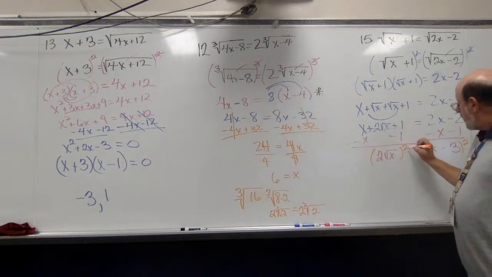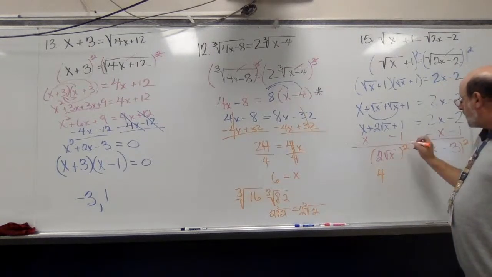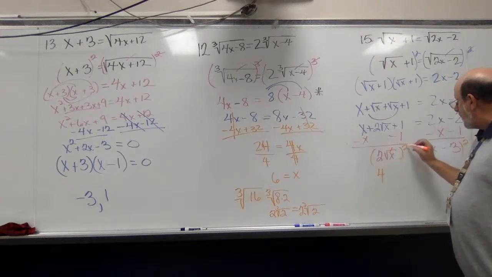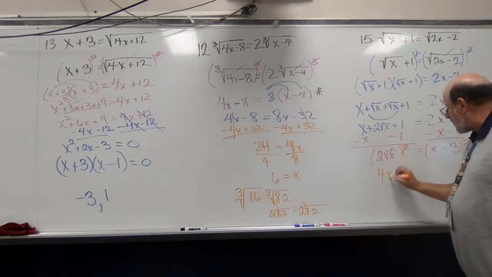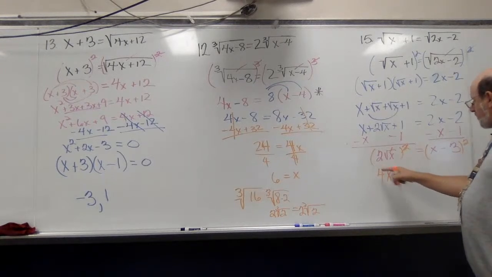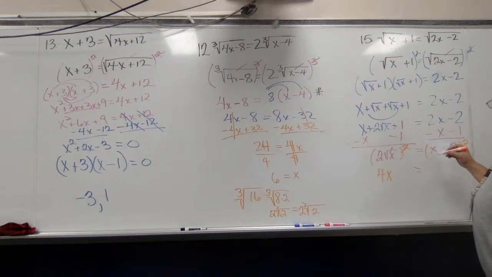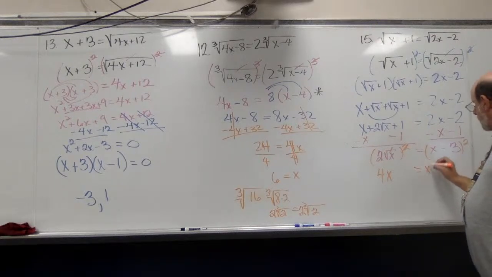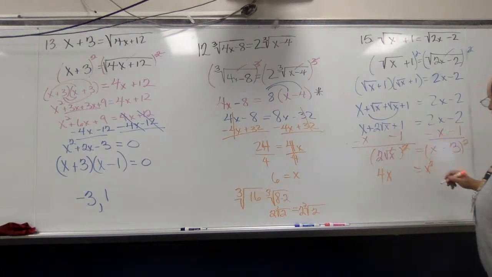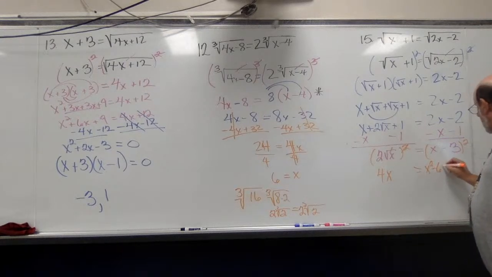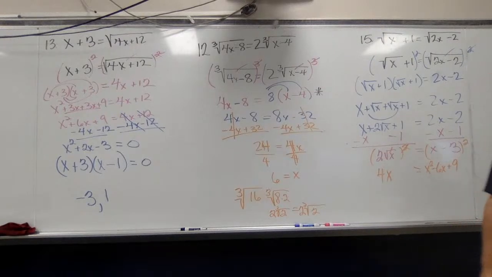Now, 2 squared is 4. The square root of x squared is x, so I don't have to do any distribution. It's just 4 times x. And then do this. Now I have another quadratic, right? It's x minus 3 squared. For those of you who need the help to do it, there are other videos that show you how to do this. I'm just going to go ahead and write this out because I already know how to square it just by staring at it. There we go. 4x equals x squared minus 6x plus 9.